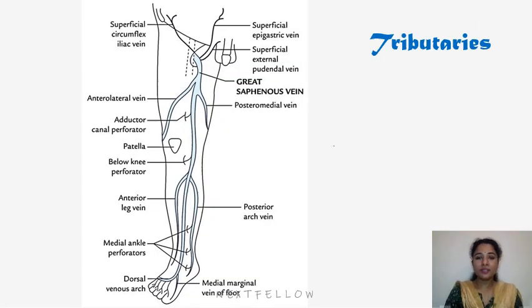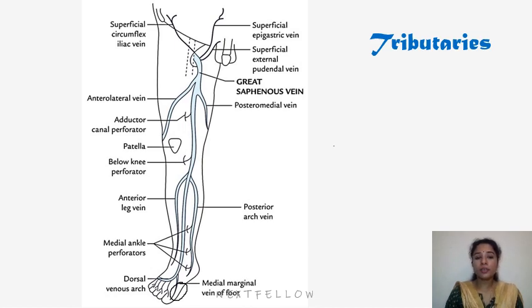Let's see the tributaries of the great saphenous vein. At the ankle, the great saphenous vein drains the sole by the medial marginal veins. So we can see the medial marginal vein which is coming from the sole and also the dorsal venous arch, both of them join to form the great saphenous vein. And it is connected with the deep veins via the perforating veins in the leg region, and it also connects with the short saphenous vein in the calf region.